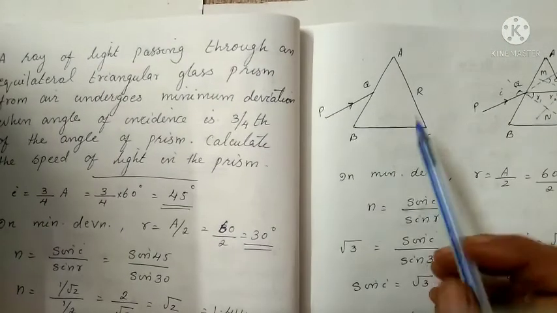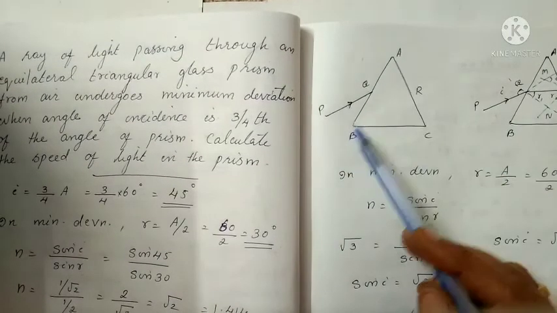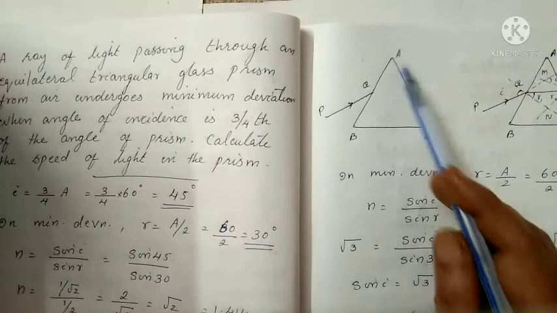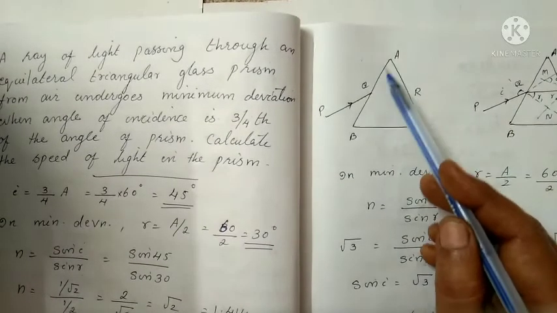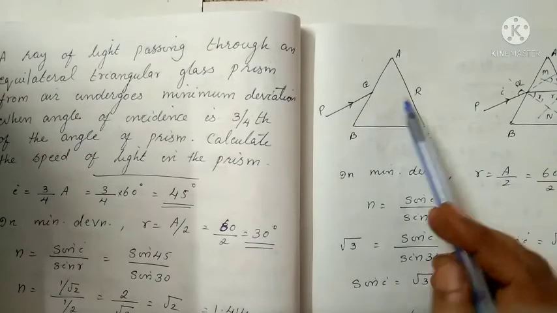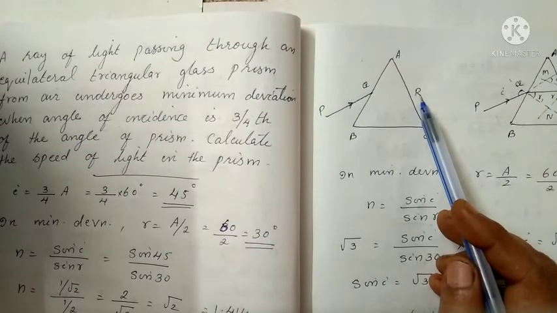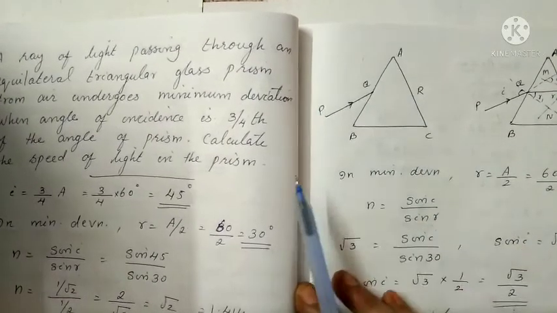So here the figure is given. In the question itself, the figure is given. A ray PQ incident on the face AB of the prism ABC emerges from the face AC such that AQ equal to AR. So you want to complete this ray diagram by showing the passage of the ray through the prism.